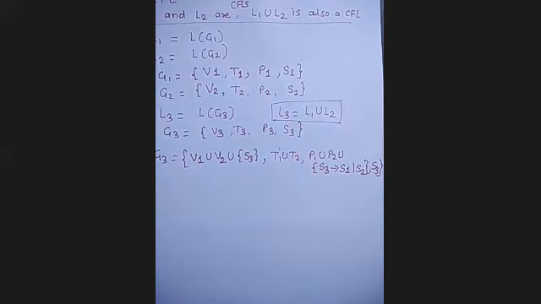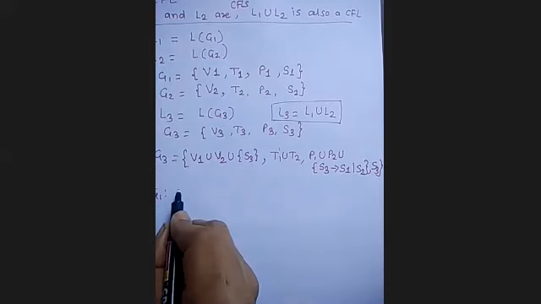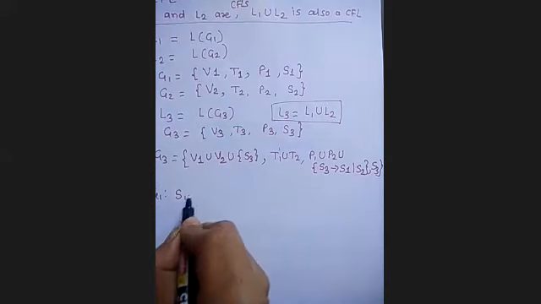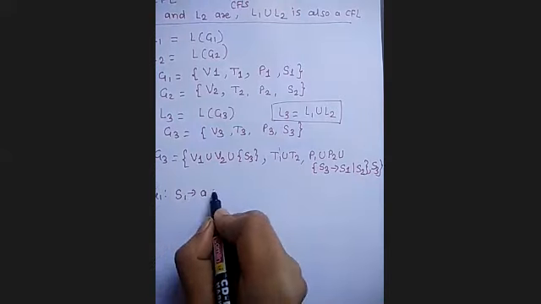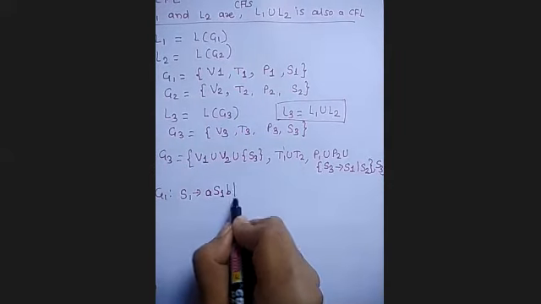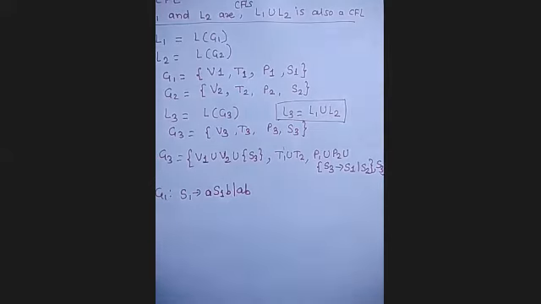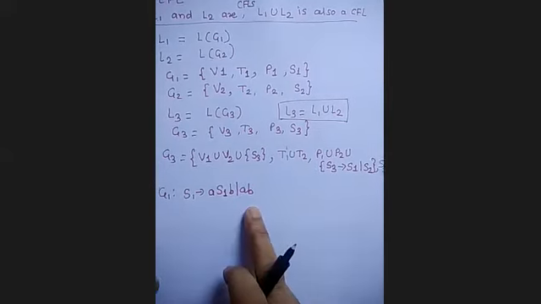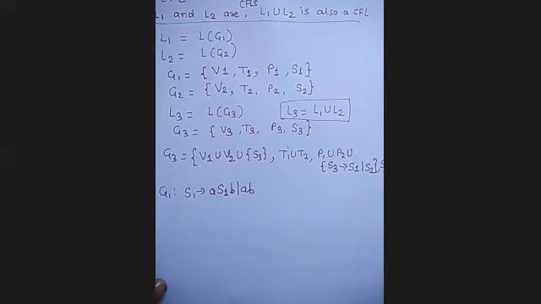We'll also take an example of this. For G1, the example is: S1 derives aS1b or ab. Can anybody tell me the language generated by this? This is our G1. You can type it in the chat window. What is the language generated by G1?